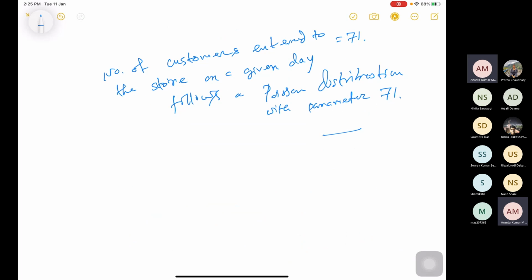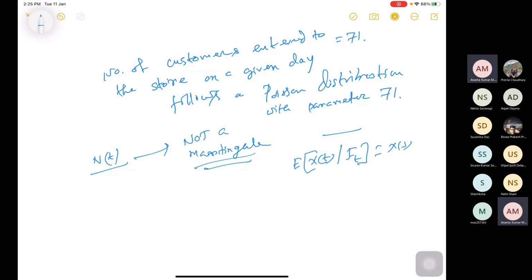Okay. So then there are many other types of Poisson process. In particular, if you look at this Nt, the Poisson process, okay, we will come back later on. It's not a martingale. I will come back to what we mean by martingale. In particular, it has three properties. The main property is that if you look at Xt given Ft, it should be Xs almost surely whenever t is greater than or equal to s, and Ft is the filtration.